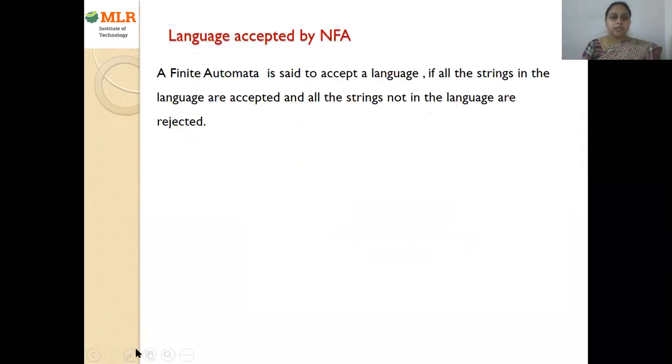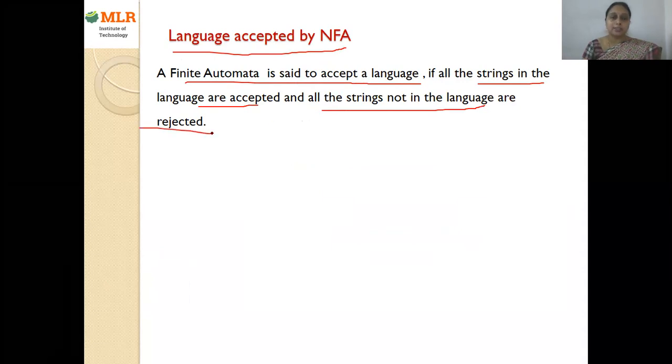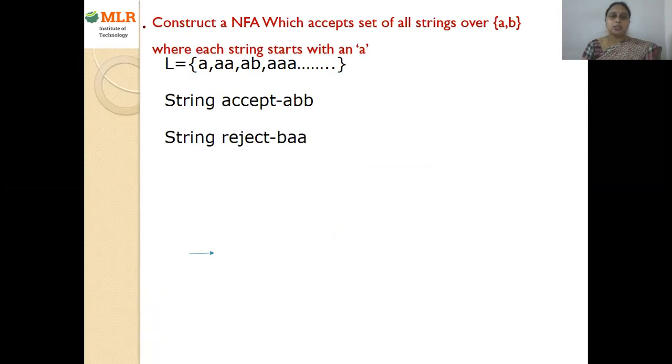When you see the definition of language accepted by NFA, we have already seen the same definition for DFA also. A finite automata is said to accept a language if all the strings in the language are accepted and all the strings not in the language are rejected. Now based on this, we are going to construct an NFA which accepts the set of all strings over {A, B}, where each string starts with an A.